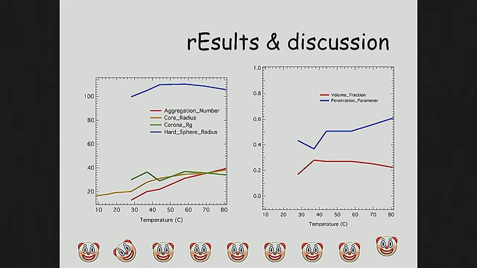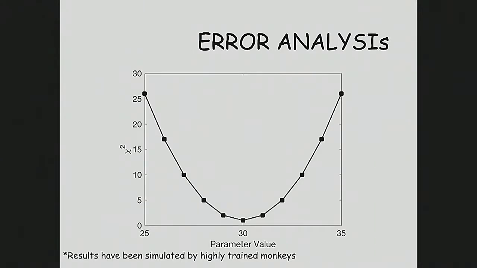And as we increase temperature, the aggregation number, which is how many individual polymer chains come together and actually form that aggregate, starts to increase, while the corona and core radius actually stay relatively constant once it starts to aggregate. We can also see that as temperatures increase, the volume fraction of the micelles in solution stays relatively constant while the penetration parameter increases. So this describes the amount of hydrophilic block that's either in the core or hydrophobic block that's in the corona. So next.